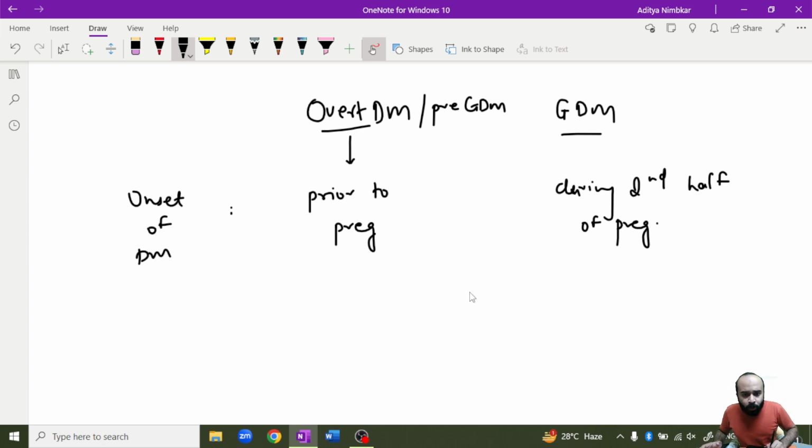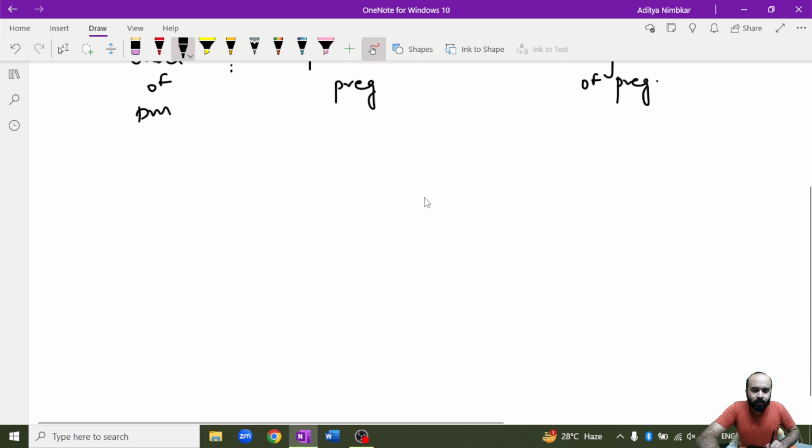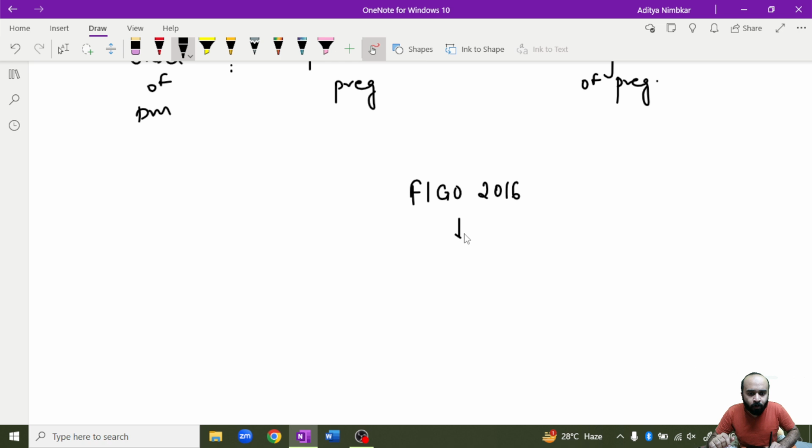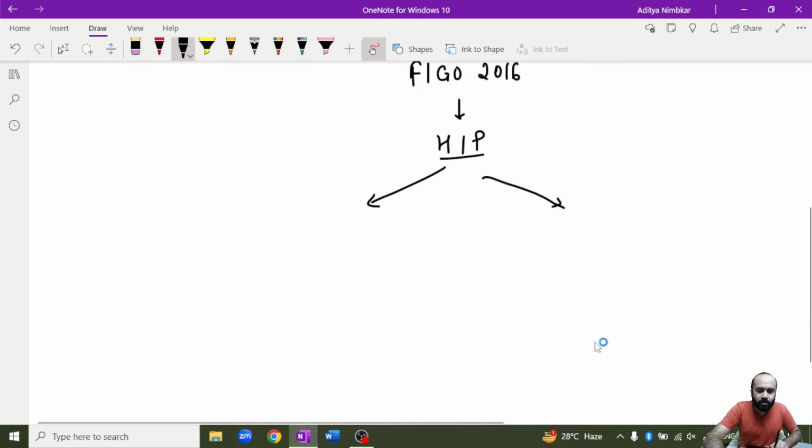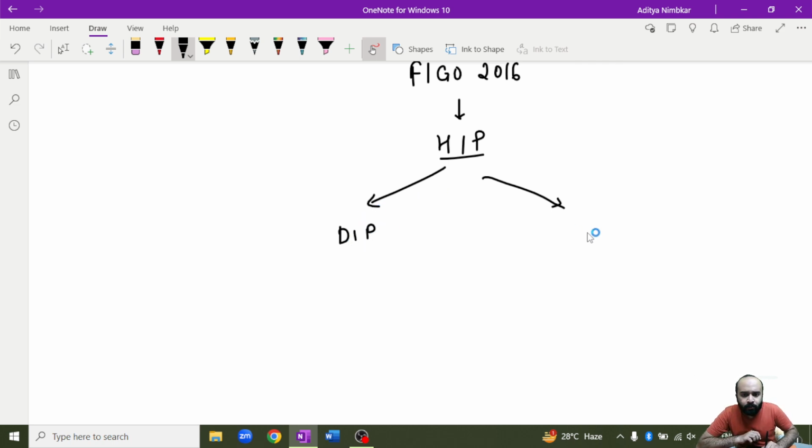So the new classification which was given by FIGO in 2016 was hyperglycemia in pregnancy as the broader umbrella. Under that they gave two classifications. What were those two classifications? Those two classifications were diabetes in pregnancy and gestational diabetes mellitus.